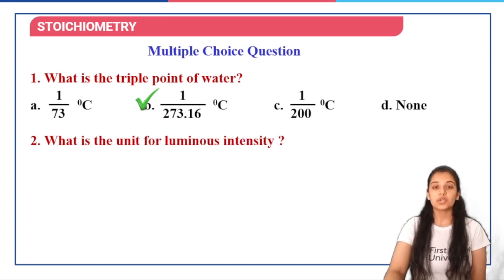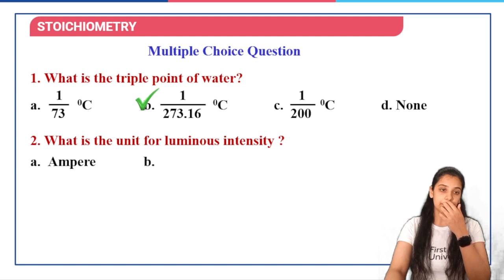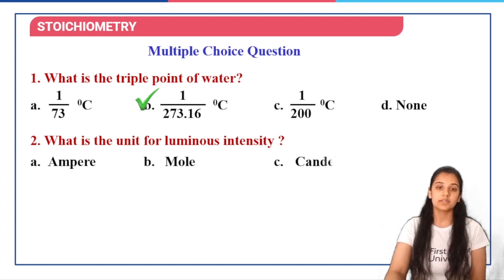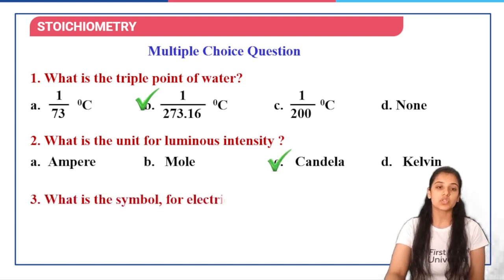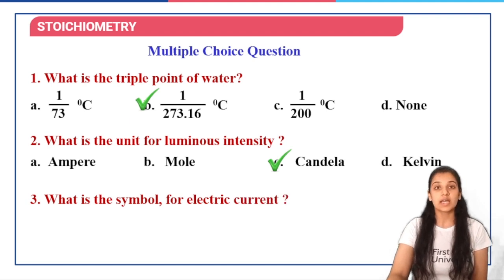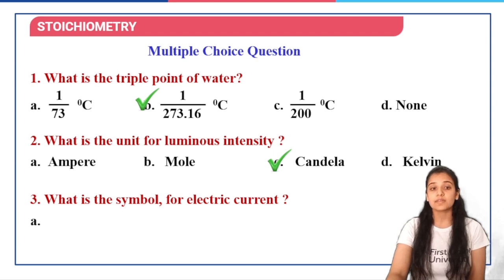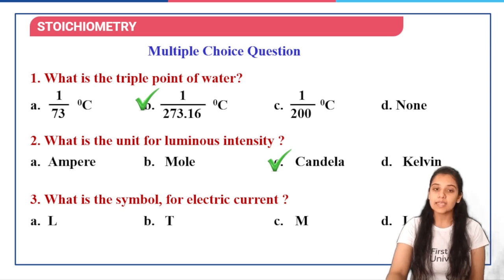Now, what is the unit for luminous intensity? Options are ampere, mole, candela, or Kelvin. What's the right answer? Yes, candela is the right answer. Third question. What is the symbol for electric current? I'm not asking the symbol for the unit of electric current. I'm asking the symbol for electric current. L, T, M, or I? I is the correct symbol for electric current.